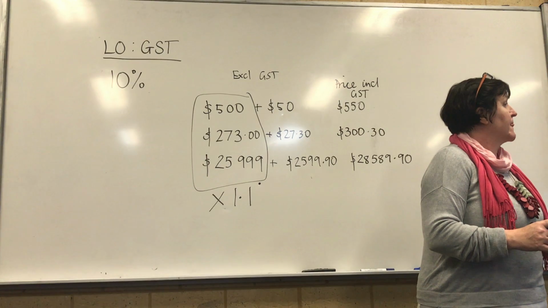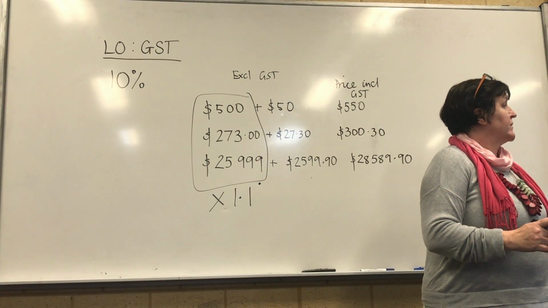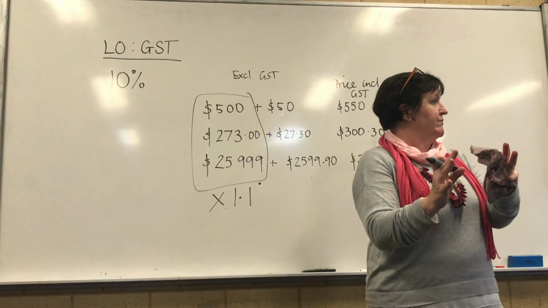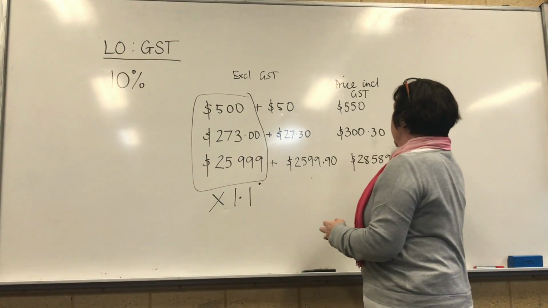Yes? So if you don't want to multiply it by 1.1, you can do it, find 10% and add it on. So you can do that? Of course you can. Of course you can. Even if it doesn't ask. You can do it either way you want.